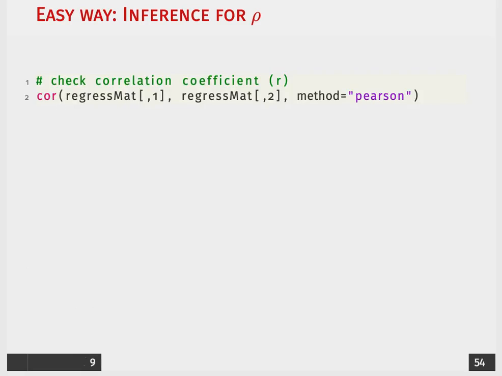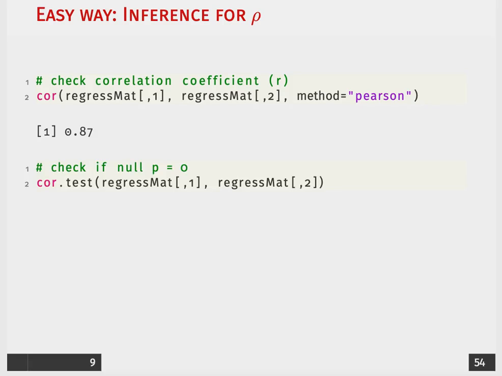As always, there's a much simpler way to do this in R. There is a function that already calculates a correlation coefficient, and you can tell it what method. In this case, remember, we're using a Pearson correlation coefficient, and we get the exact same thing that we calculated before, suggesting that there is a relationship, right, of 0.87.